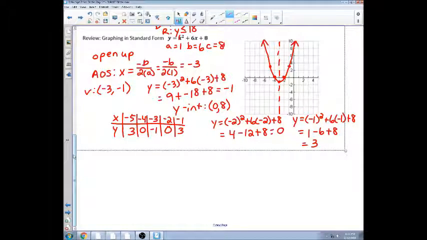Okay? Finally, and do not forget this, your domain is all real and your range is y would be greater than or equal to negative 1, because the graph opens up and negative 1 is my y value in my vertex.